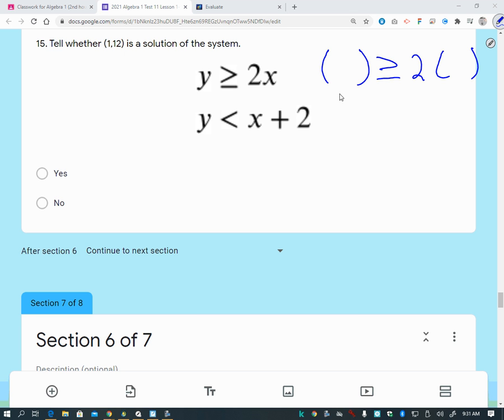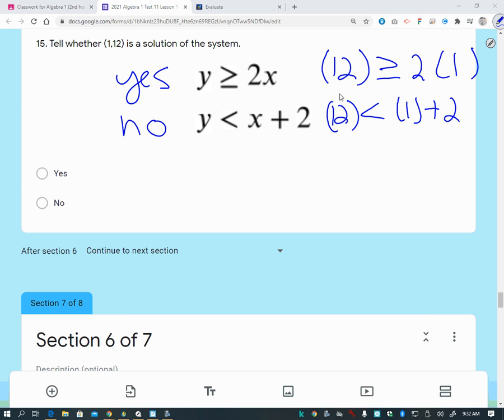What do I plug in here? What do I plug in here? Okay. Is 1, 2 greater than or equal to 2 times 1? Yes. Is 2 greater than 2? Yes. Okay, so that works. Okay, down here I want, is 2 less than 1 plus 2? No. Okay, but I'm going to show my math.